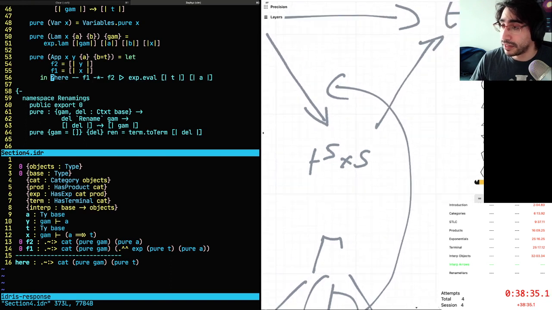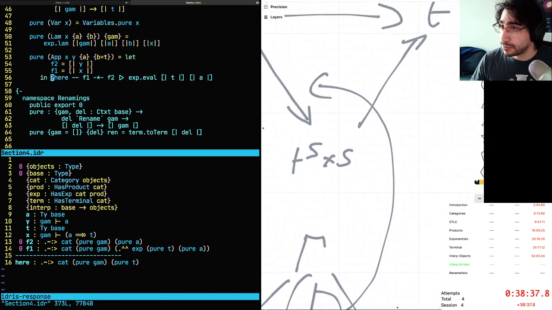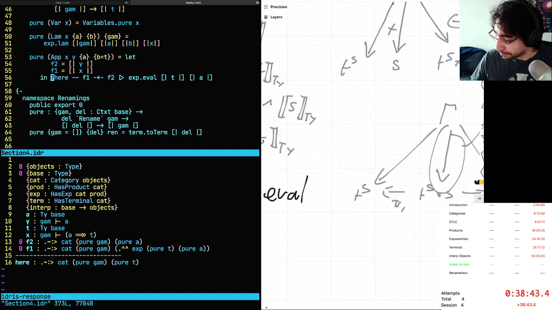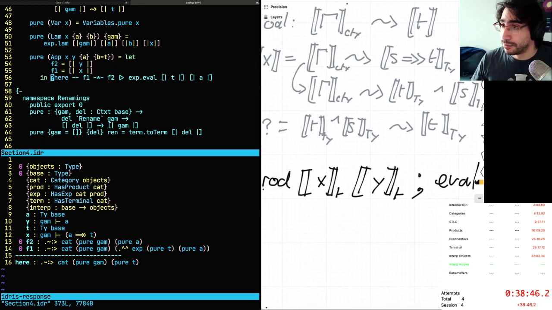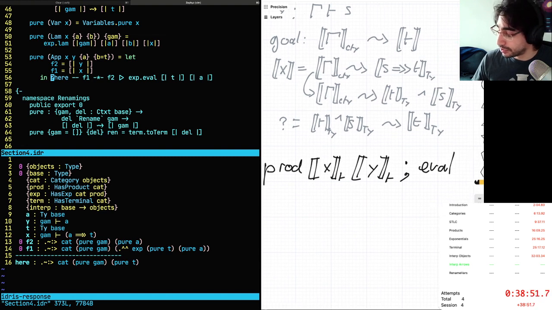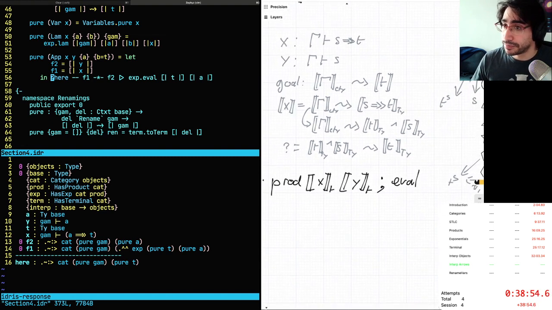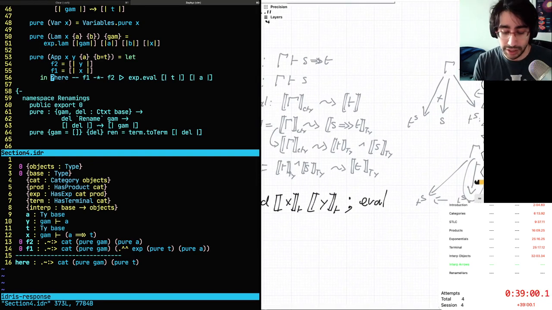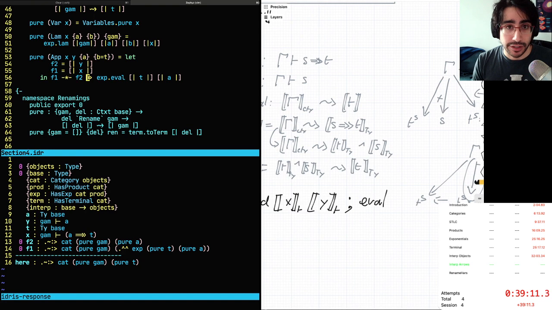Because there is a rule that allows us to take this statement and turn it into a t. And this arrow is eval, right? So this is what this implementation here is doing. It's taking the product of x and y and composing it with eval, with the hopes of obtaining this arrow here on top that goes from gamma to t. So this operator is the product. This is, again, sequential composition, and this is eval.